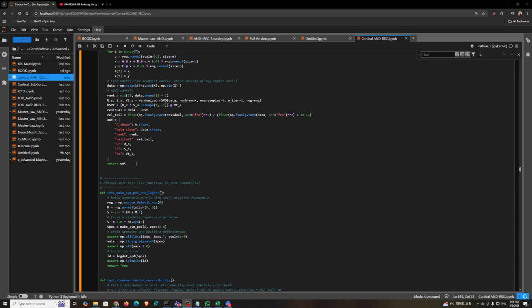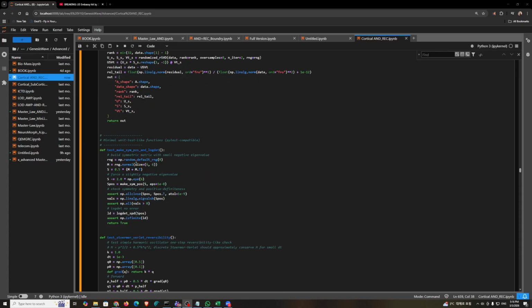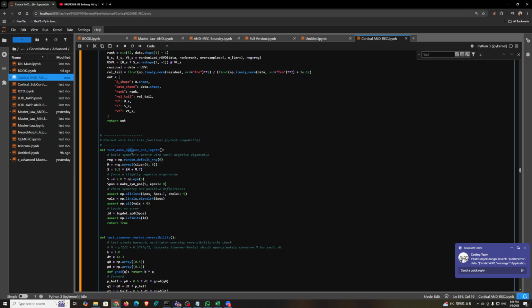So down here you've got the test make sim pause and logit function down here. This ensures that the functions for handling probability matrices, the make sim pause and the logit SPD functions we looked at before, have to behave correctly, so we're testing that here. And even when there's problematic inputs, we can change these inputs just to test to make sure that those functions are operating as they should.